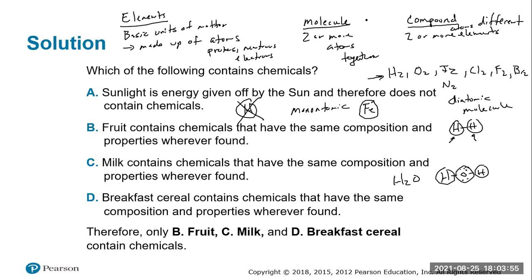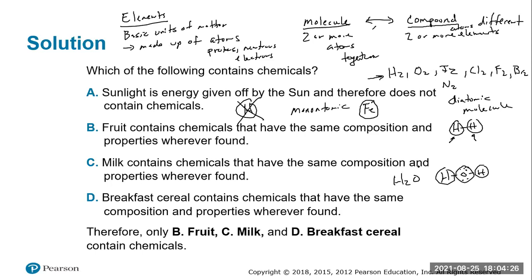So these two words sometimes confuse people in terms of, what is the difference between a molecule and a compound? The basic definition is a molecule is simply two or more atoms together. They could be two or more atoms of the same element. They could be two or more atoms of different elements, while a compound has to be two or more atoms of different elements together.